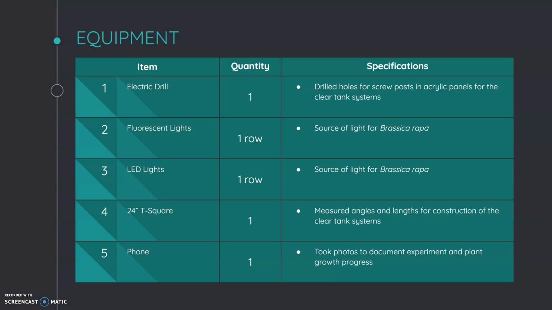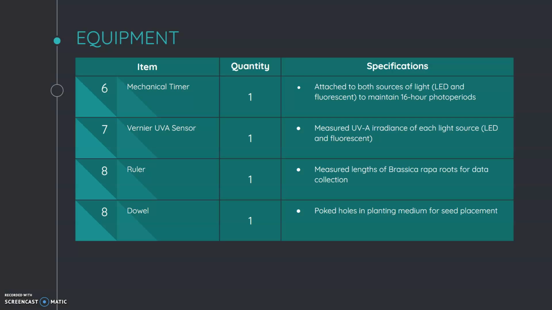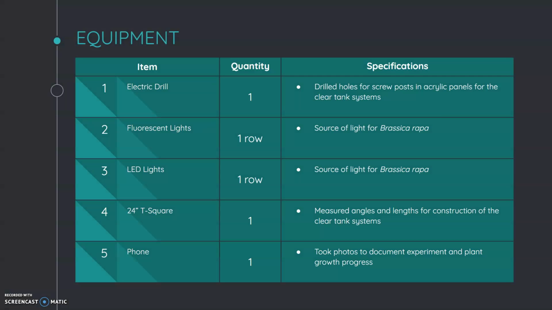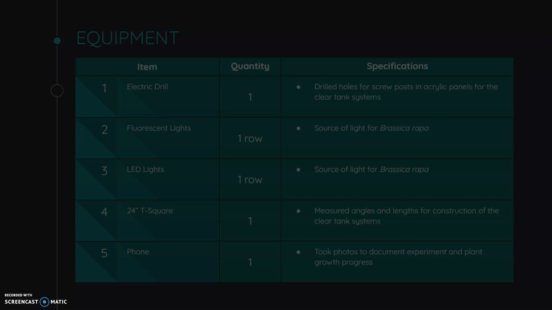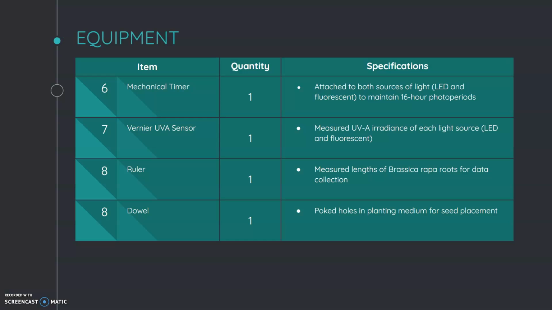And my equipment for building the tank system: I used an electric drill and a T-square. The fluorescent lights and the LED lights were the light sources, and my phone was to document the process. The mechanical timer was to set the photoperiods for each light source to 16 hours, and then the Vernier UV-A sensor helped me measure the UV-A irradiance from each light source.